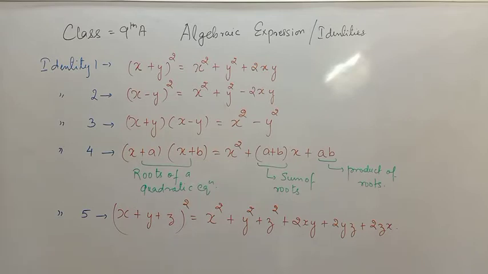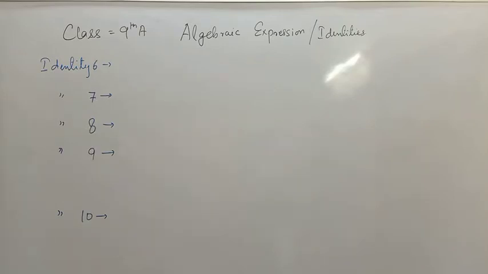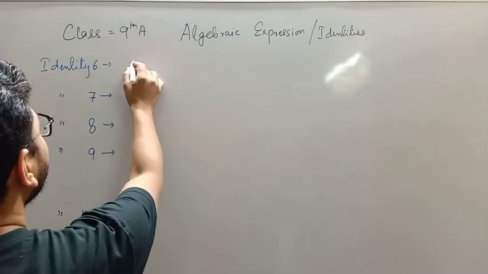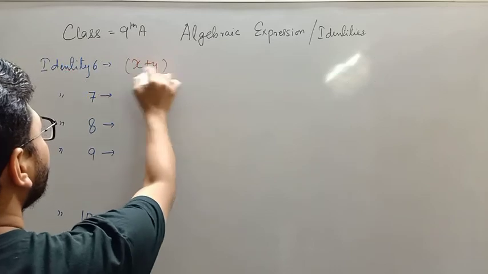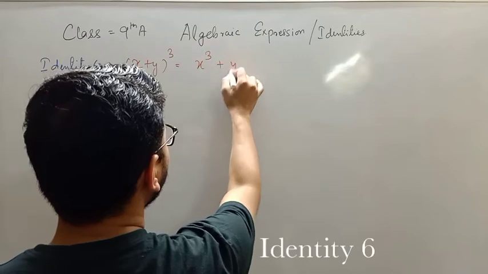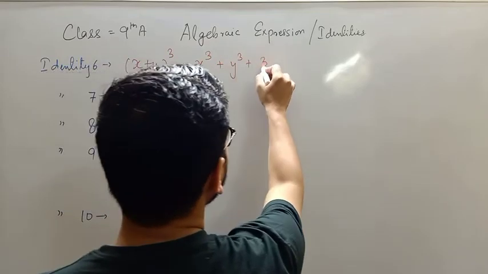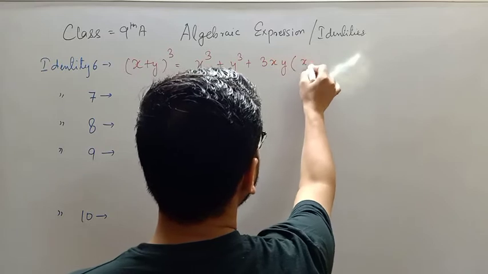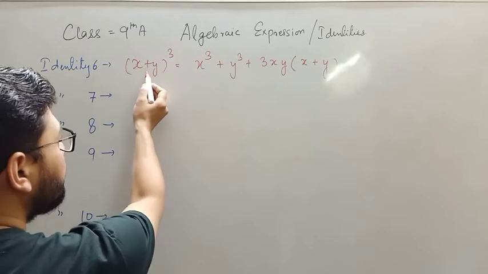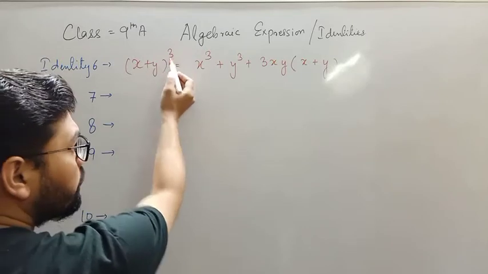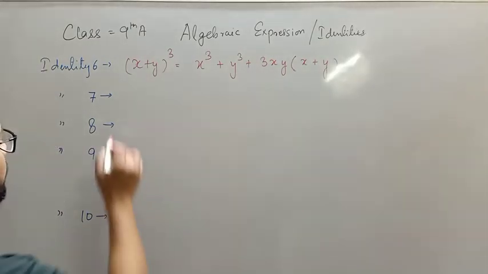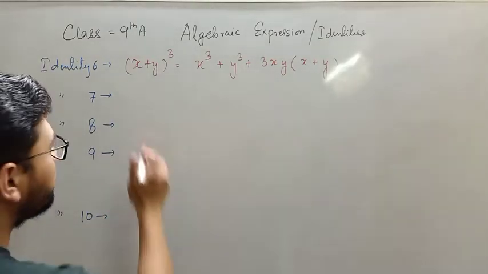Now the sixth identity is (x + y) whole cube. So x cube plus y cube plus 3xy(x + y). So in (x + y) whole cube, all the signs are positive, not even a single sign is negative. This is the way you can learn these identities.